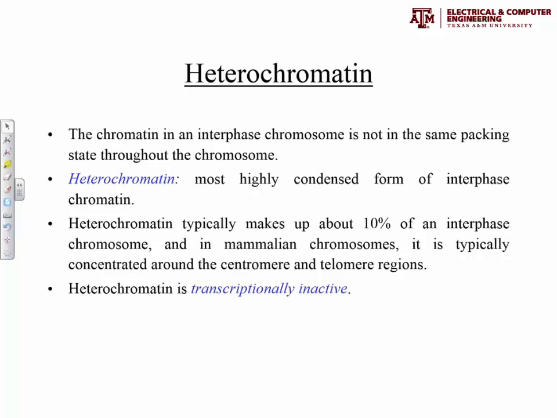Okay, but again, even during interphase, the chromatin in the chromosome is not in the same packing state throughout the chromosome. Right, in some places, the packing might be more compact, not as much as the mitotic chromosome. All right, but there will be variations in the degree of packing. Right, heterochromatin is the most highly condensed form of interphase chromatin. And heterochromatin typically makes up about 10% of an interphase chromosome, and in mammalian chromosomes, it is typically concentrated around the centromere and telomere regions.